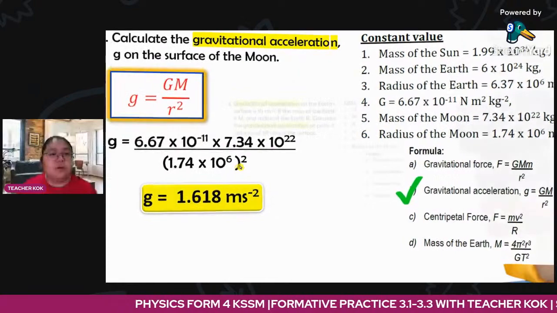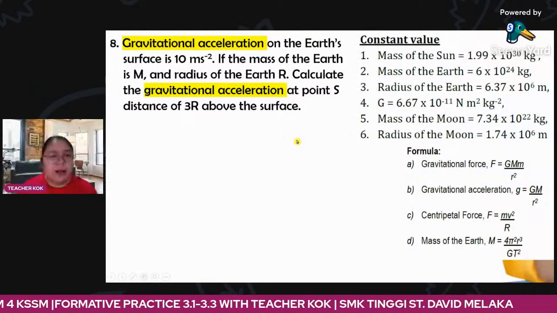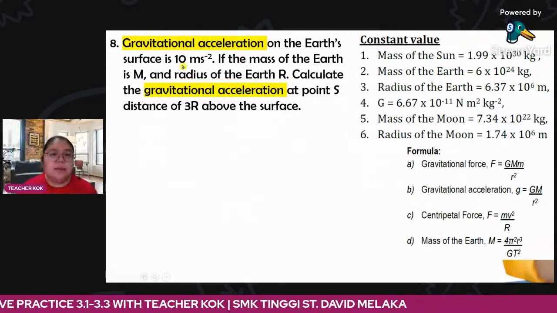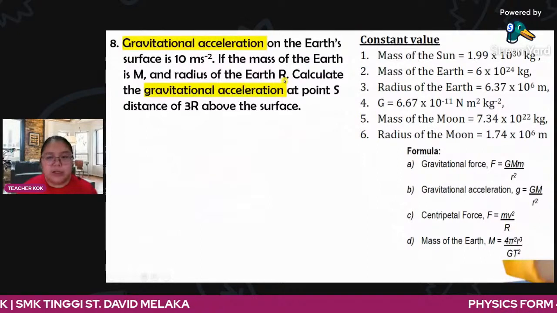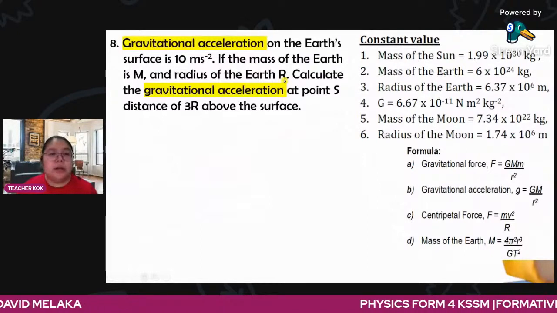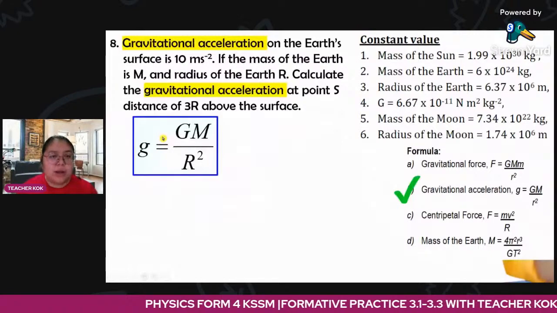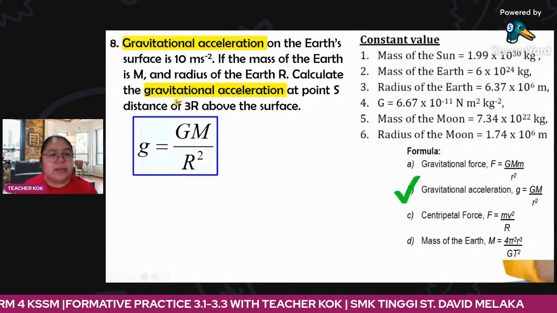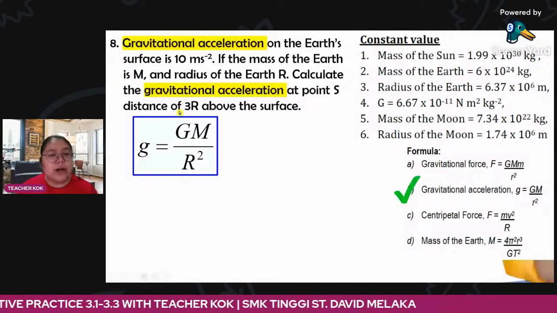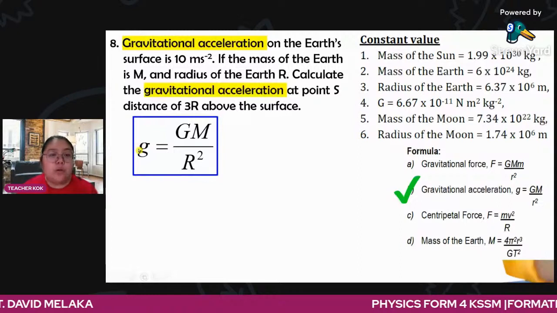Okay, then we go to number 8. The gravitational acceleration of the Earth is 10, the mass of the Earth is M, and the radius is R. Calculate the gravitational acceleration. Still the same formula. So from here, G equals capital GM over r squared. This one, they say the point is 3R above the surface, so the R is increasing. When R increases, G will drop, but we need to show how much it drops.